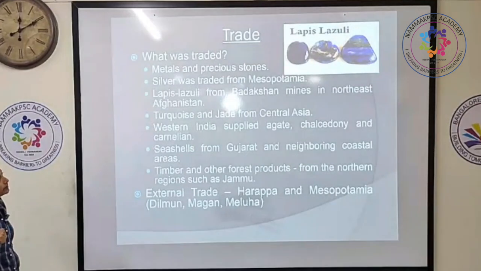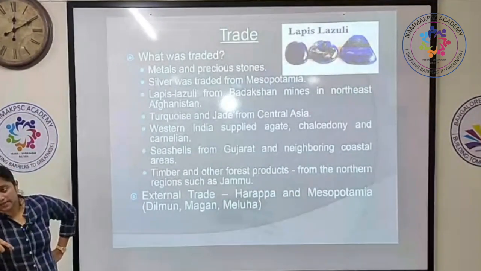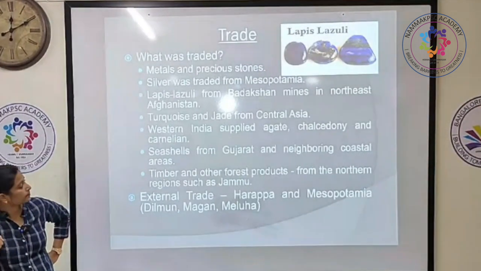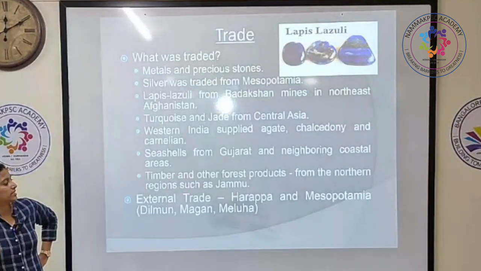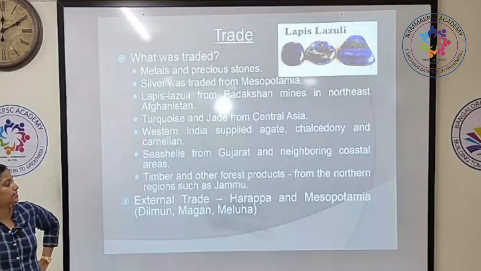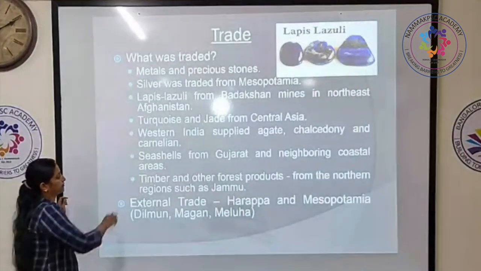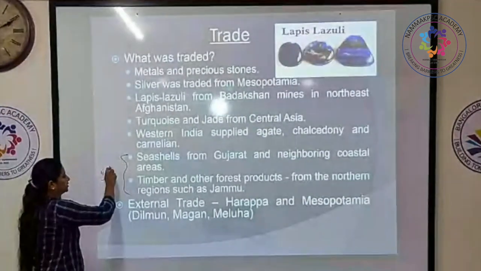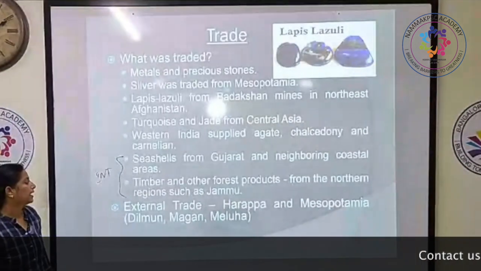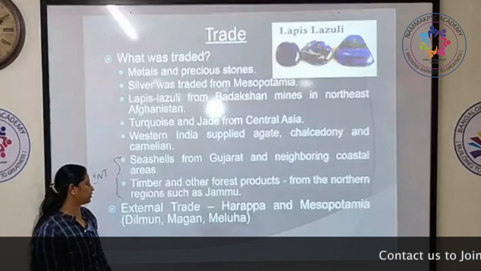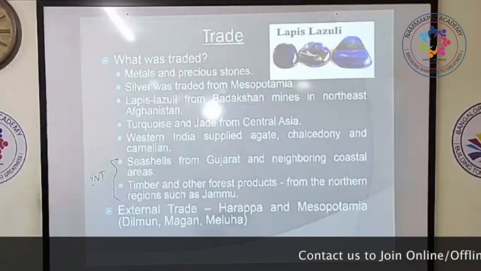Silver from Mesopotamia. Then lapis lazuli from the Badakhshan mines in Afghanistan. Then turquoise and jade from Central Asia. Western India provided agate, chalcedony and carnelian. This is our internal trade. Seashells from Gujarat and neighboring coastal areas, and timber and other forest produce from northern regions such as Jammu. Jammu has provided timber.